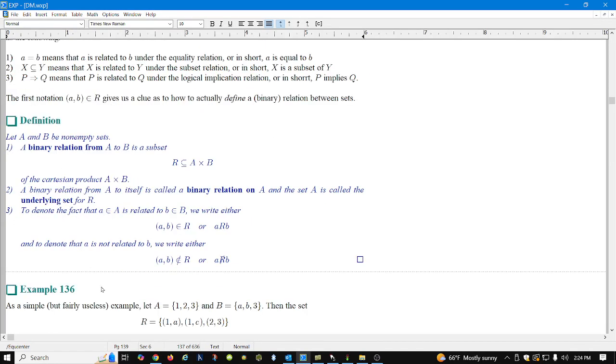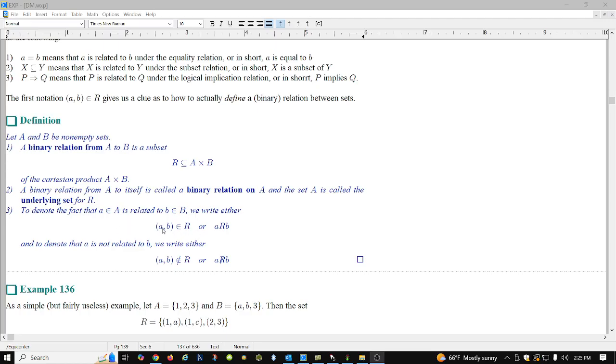And here's the definition. Let A and B be non-empty sets. A binary relation from A to B is nothing more than a subset R of the Cartesian product, A cross B. In other words, it's a set of ordered pairs where the first component comes from A and the second component comes from B. A binary relation from A to itself is called a binary relation on A, and in this case the set A is called the underlying set for the relation.